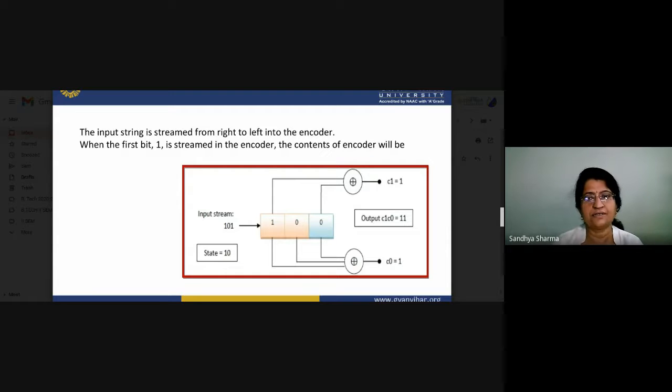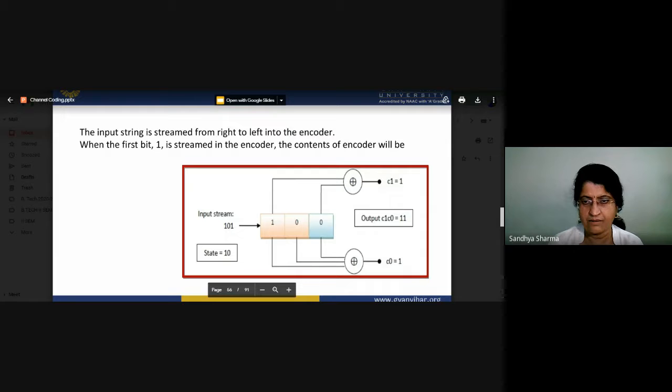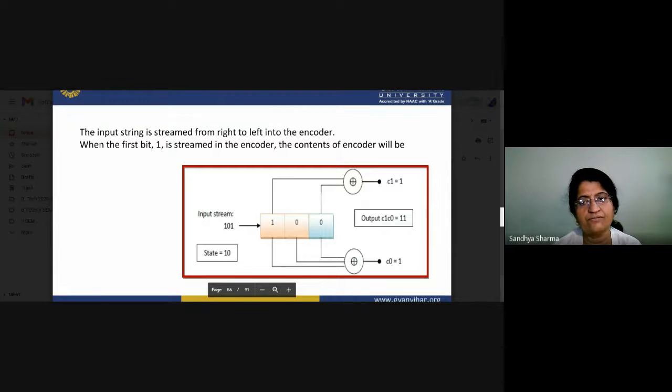Here you can see the given output C1 C0, that is 1 and 1, because C0 is the XOR operation of these three bits, and C1 is the XOR operation of the first and last bit. So that is basically 1 and 1. So what about the output? Output is 1 1. So this is the basic working principle of our encoder.